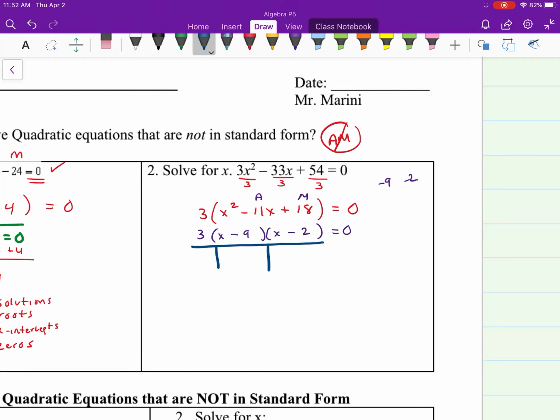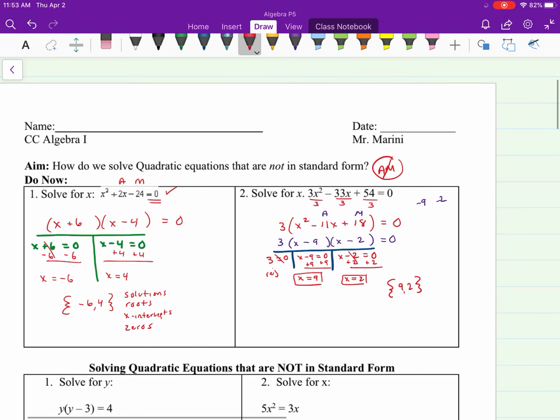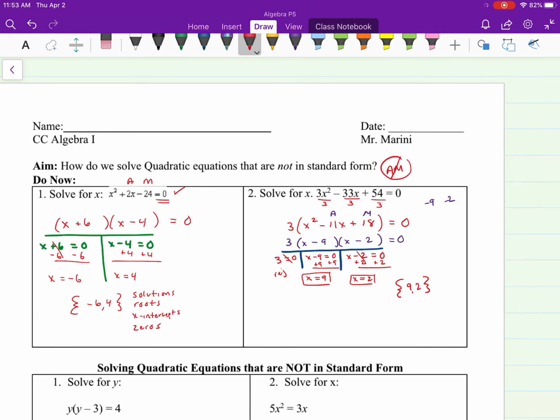And now we're going to t-chart and get our solutions. I'm going to put another line here, and also a line here. I'll show you why in a second. Now we're going to make these all equal to 0. So x minus 2 equals 0. x minus 9 equals 0. 3 equals 0. That doesn't make any sense, so you reject it. Add 9. So x equals positive 9. And then add 2. And x equals positive 2. So two solutions, 9 and 2. Or 2 and 9, whatever order you want to write them in, doesn't matter.